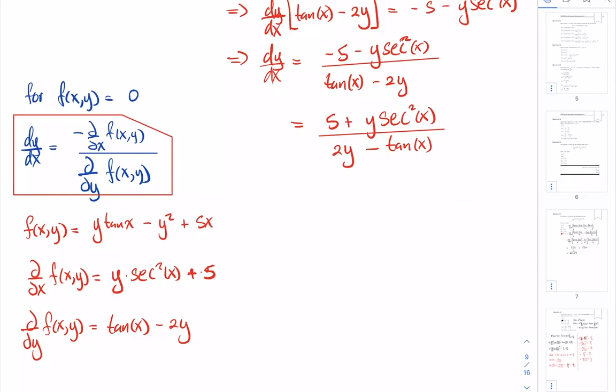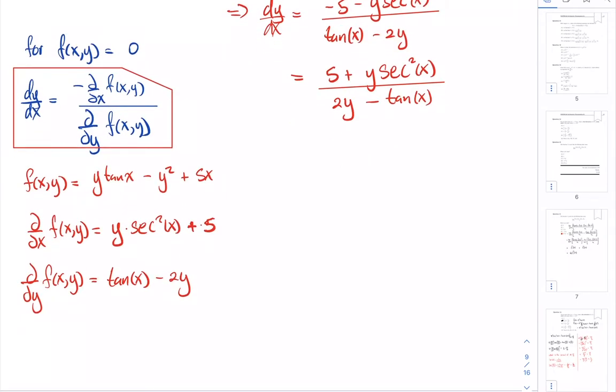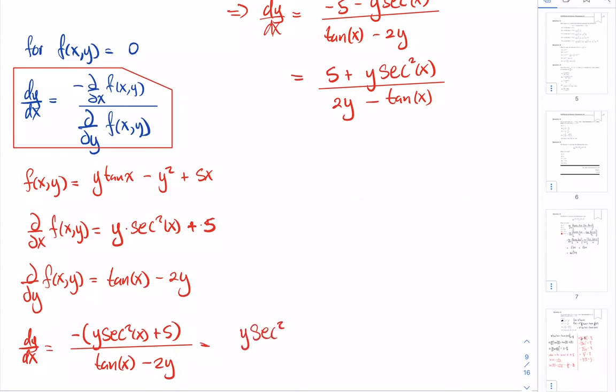So now that we have these two terms, we can go ahead and write down our answer. Therefore, dy/dx is equal to the negative of y times secant squared x plus 5 divided by tan of x minus 2y, which is the same as y times secant squared of x plus 5 divided by 2y minus tan of x.